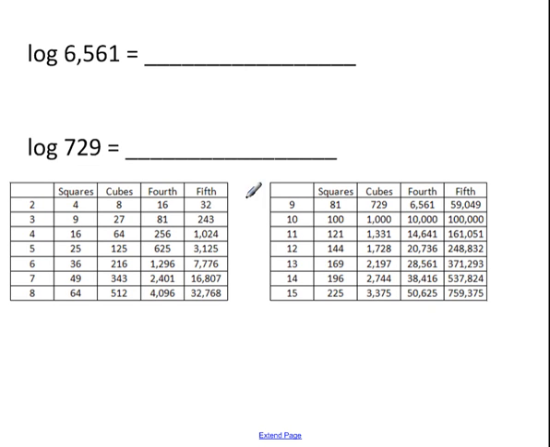Yeah. So now we can just look through the table. 6,561, where do we see this number at? I don't know. Hey, there it is. So what's our answer going to be? It's going to be log of 9 to the fourth power, so 4 is our answer. 729 here, where's that at? There it is. Alright, so that's going to be a cube power, so it's to the third.